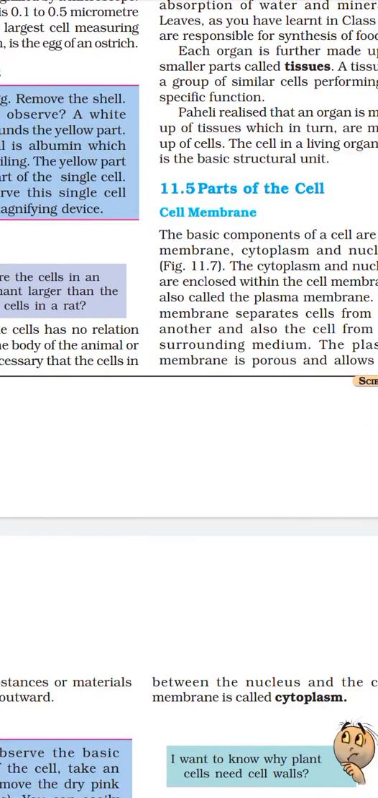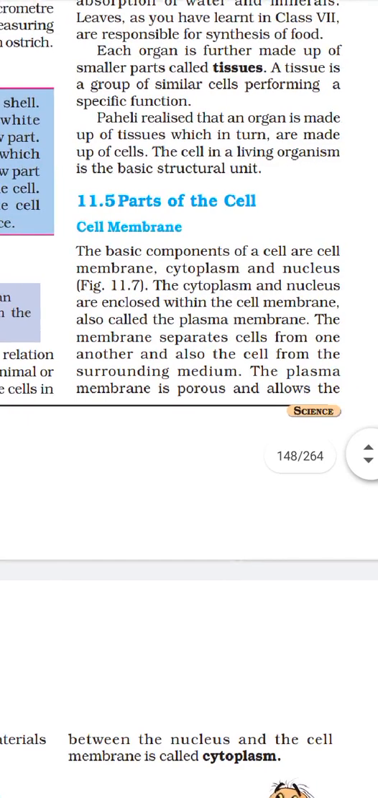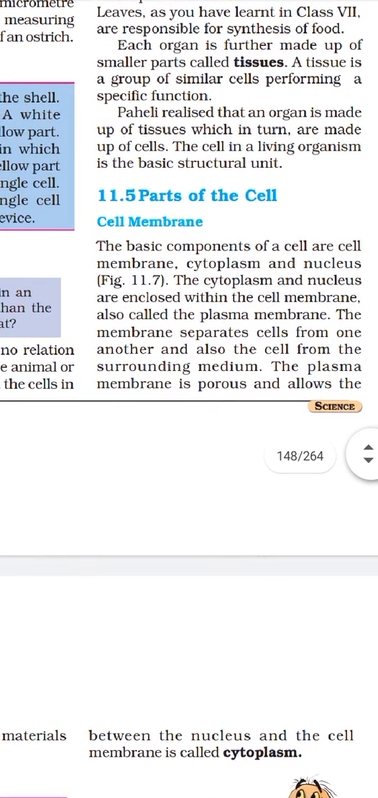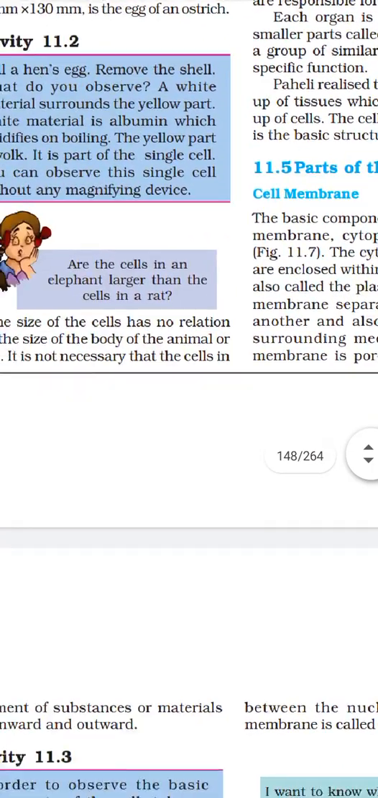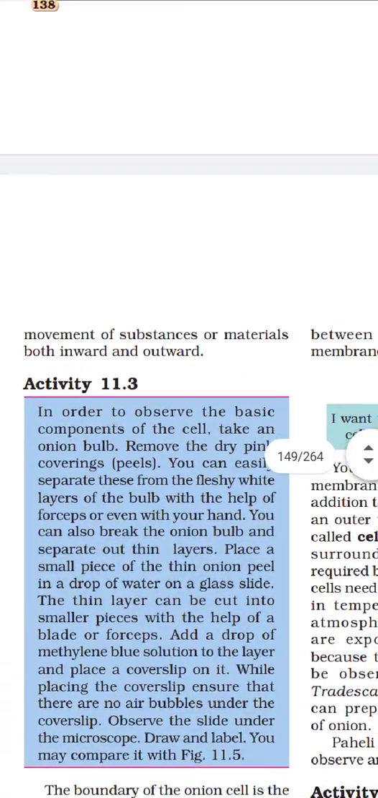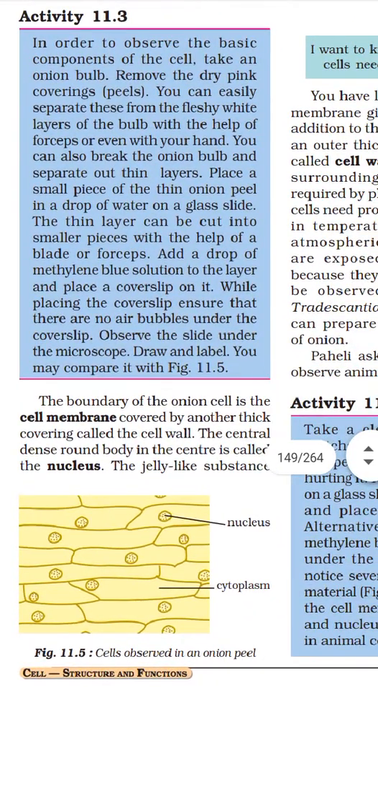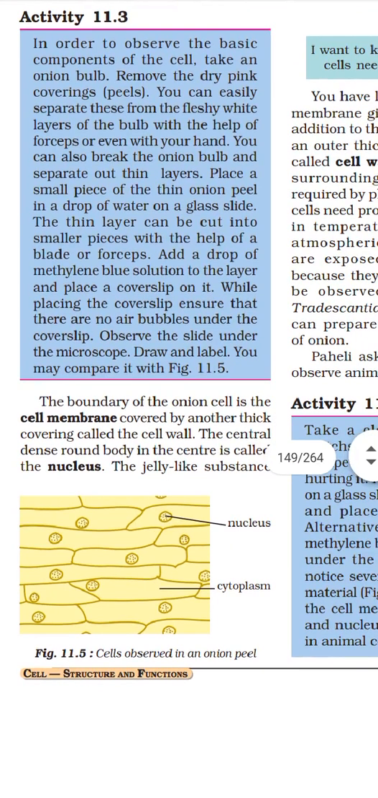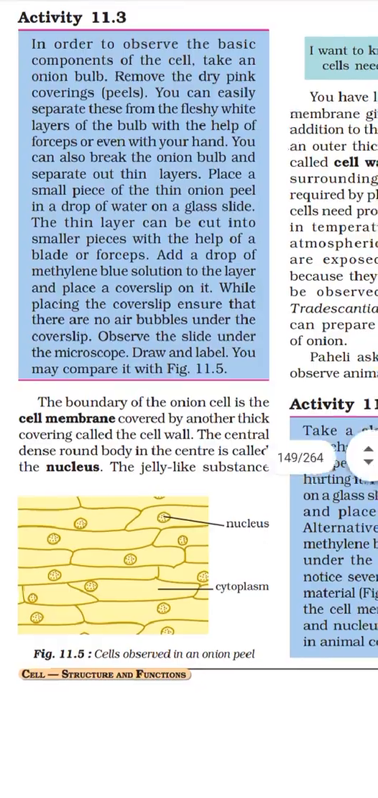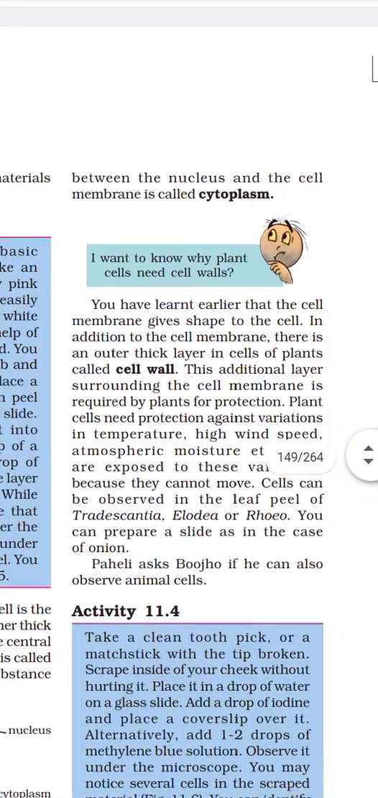Cell membrane is very important. Cell membrane gives shape to the cell. It separates one cell from another, and also the cell's plasma membrane is porous, helps in the movement of materials both inwards and outwards. The boundary of the onion cell is covered by another layer called cell wall. The central dense round body in the center is called nucleus. The jelly-like substance between the nucleus and the cell membrane is called cytoplasm.